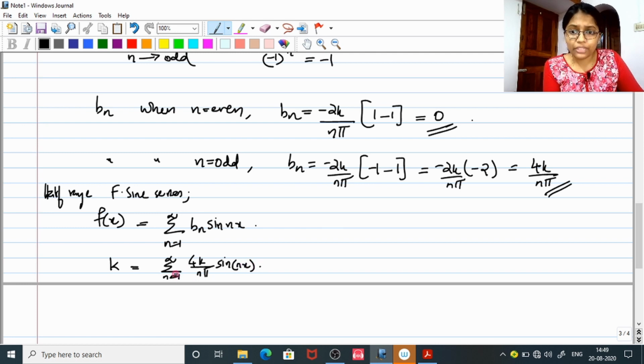Be specific, please write n equal to odd here. Just write n equal to odd, or you can just write n equal to 1, 3, 5, etc. Okay, so hope this is clear. This is your Fourier sine series answer.